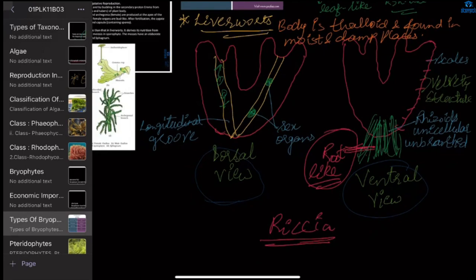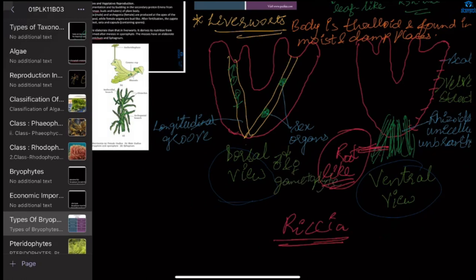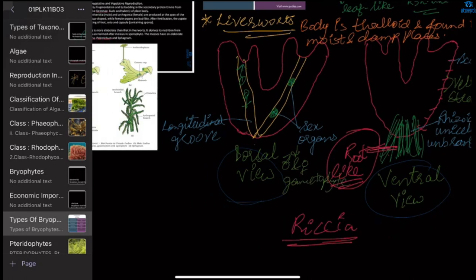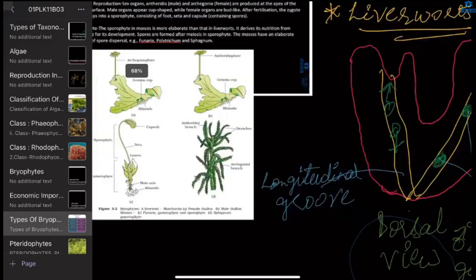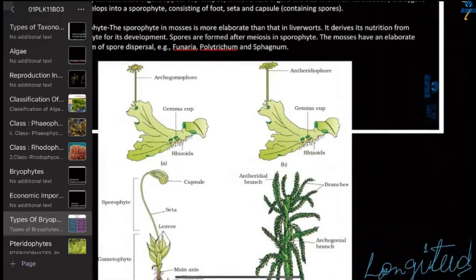So this one is the whole body structure of the liverwort Riccia, which has a longitudinal groove in it. And in those longitudinal grooves, the male and female sex organs are found. Now, if we see the structure of Marchantia, the structure of both Riccia and Marchantia is very important because it is always asked in NCERT NEET exams. This and this figure have been asked many times.